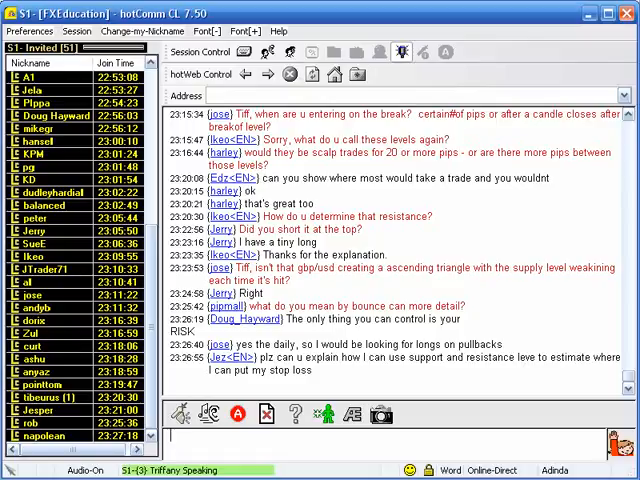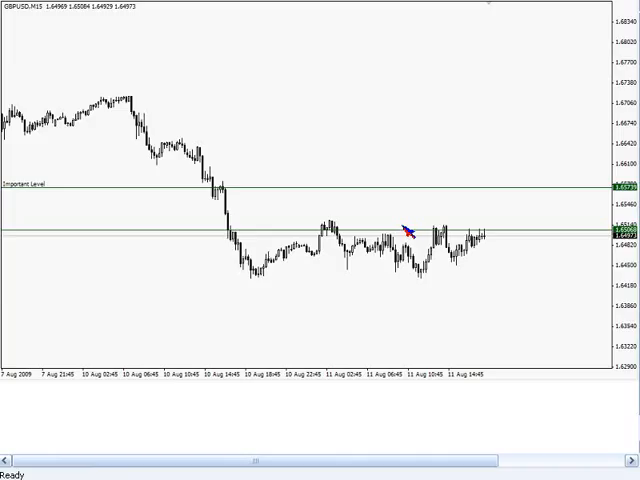What do I mean by a bounce, and can I have more detail? Sure. I wish I had drawing tools. Somebody at one of these, and maybe you're here again, shared with me where I could get drawing tools, and I didn't follow up on it. I wish I could draw on these charts for you right here.